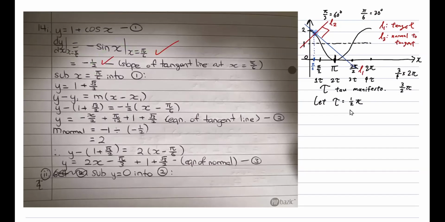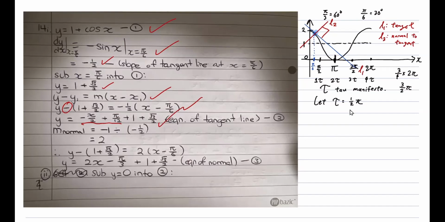Sub x equal to pi over 6 into equation 1, the original y. What do you get? 1 plus cosine pi over 6. Cosine 30 degrees, that's sine 60, which is root 3 over 2. Very good. Then use the point slope formula. Okay, so y minus the y coordinate equals the gradient times x minus the x coordinate. Very good, yes. Then negative half times x, you get negative x over 2. Negative times negative gives you positive pi over 12. Okay, so far so good. Bring the rest over, minus becomes a plus. So plus 1 plus root 3 over 2. Very good. Equation of tangent is done.